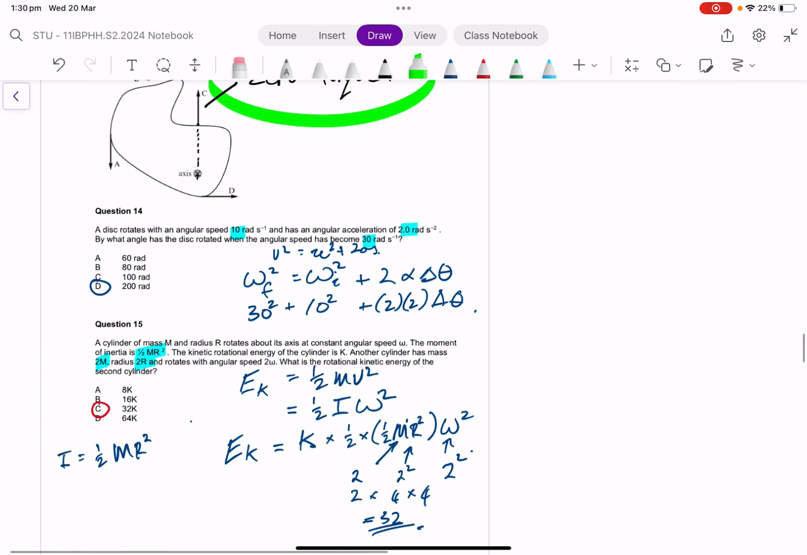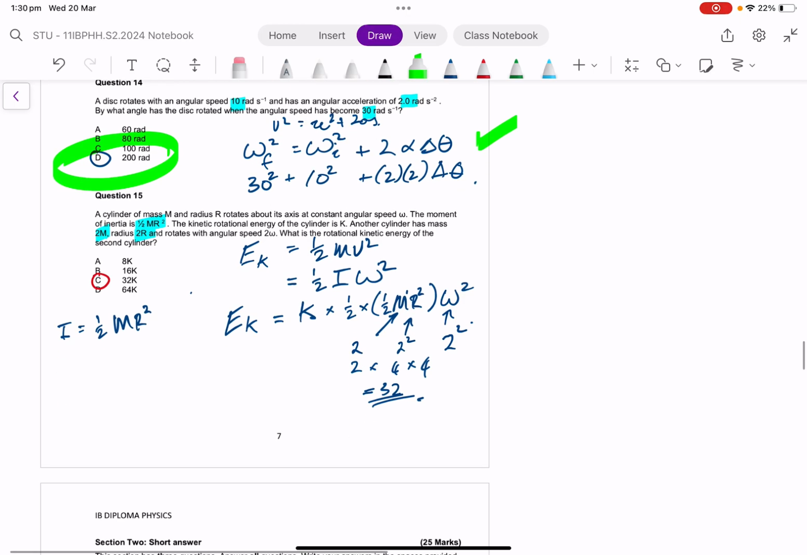Next one. A disc rotates with an angular speed of 10 and has an angular acceleration of 2. By what angle is the disc rotated? Now, this is the angular equivalent of v squared equals u squared plus 2as. There it is. Plug the numbers in. Final is 30, initial is 10. What we're trying to find is delta theta, and we get 200 radians.